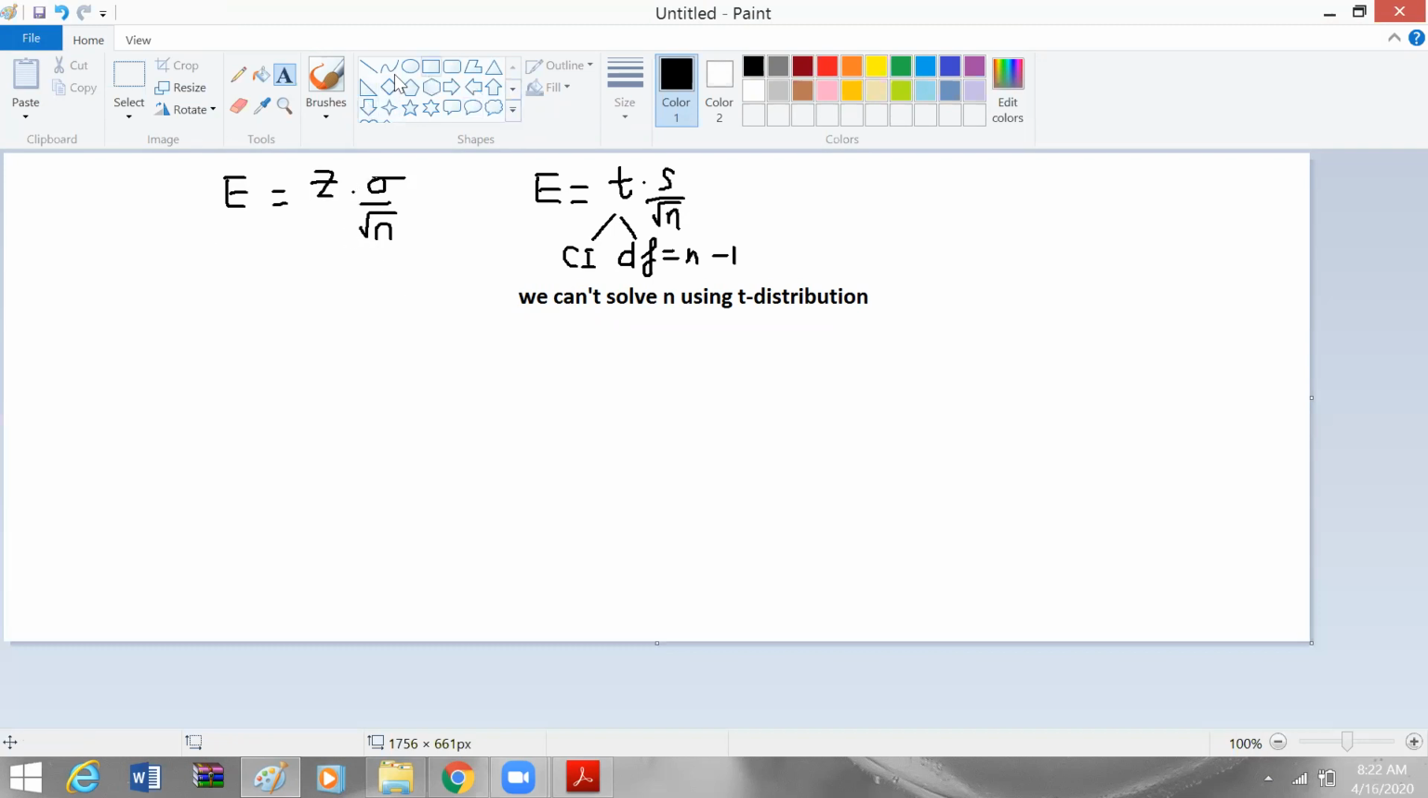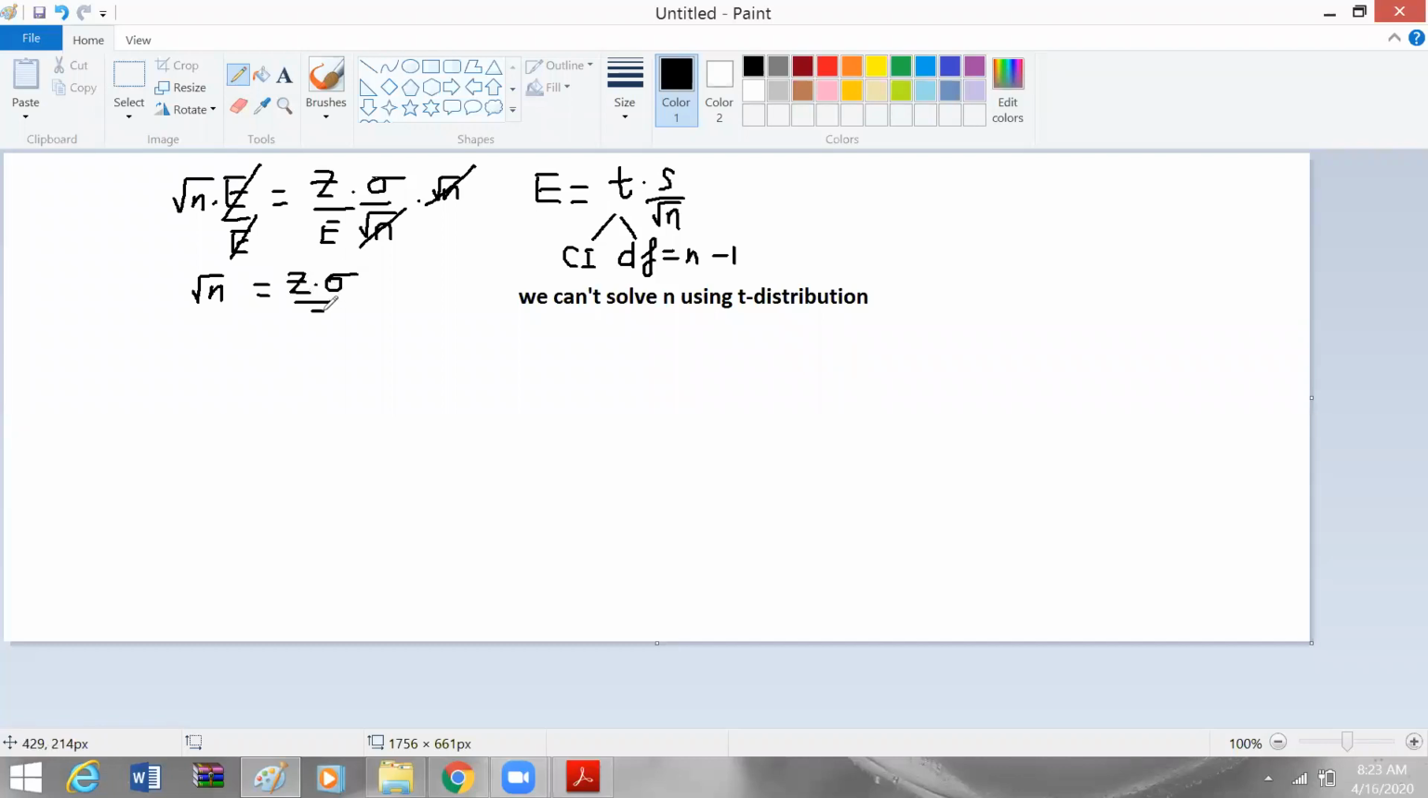In other words, for those of you who are learning algebra, we're going to multiply both sides by radical n. And we do the same thing for this part. We cross out this and that, and then we divide both sides by e, so we can separate them. We divide both sides by e in order to solve for that variable, and then we're going to have radical n equal to z times the standard deviation over e.